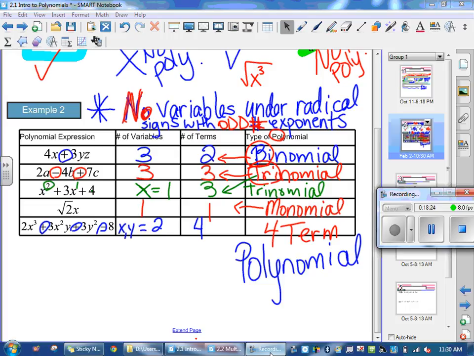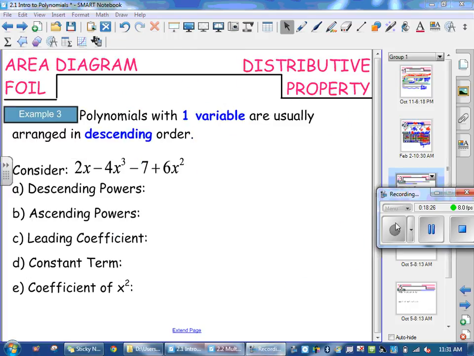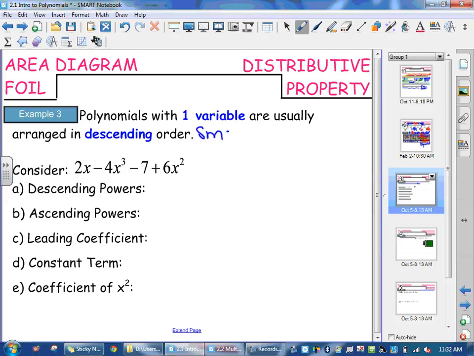I'll let you finish writing that down. Just pause now and play when you're ready. Okay, we have polynomials with 1 variable, 1 variable only. They are arranged in descending order. Now let's think about what the word descending means. If you're going to descend, what do you do? You go down.